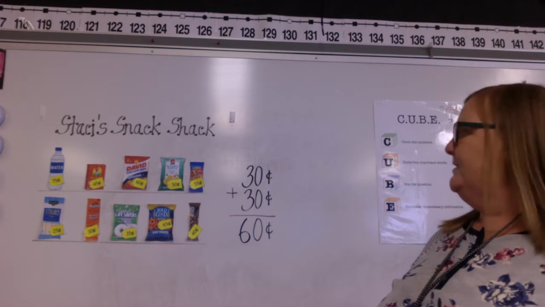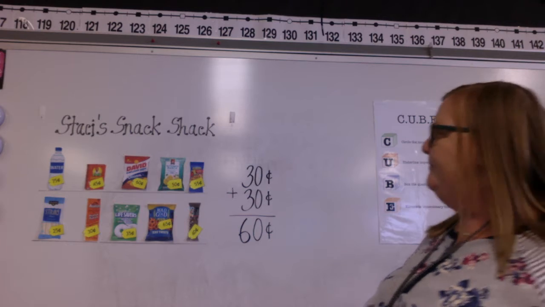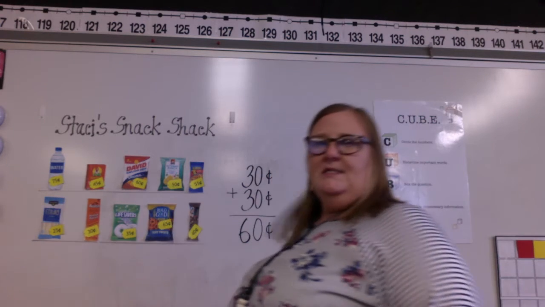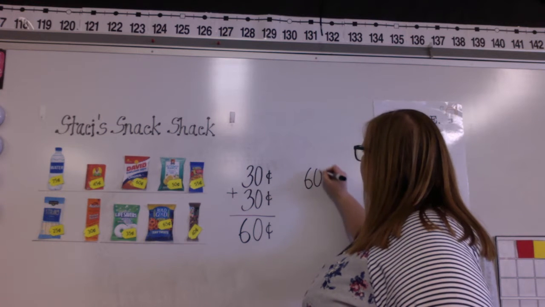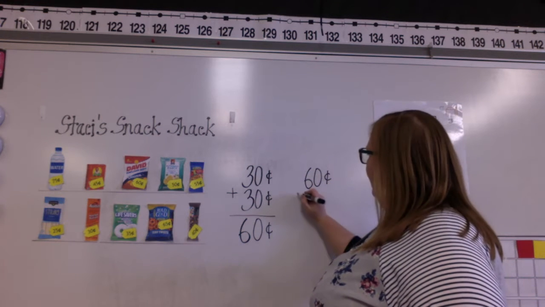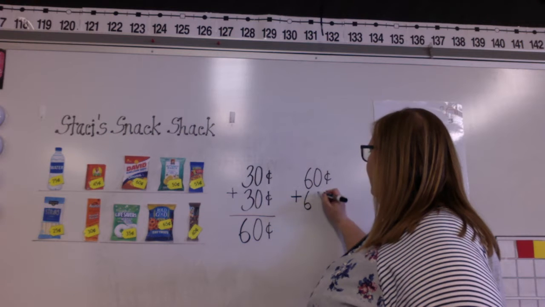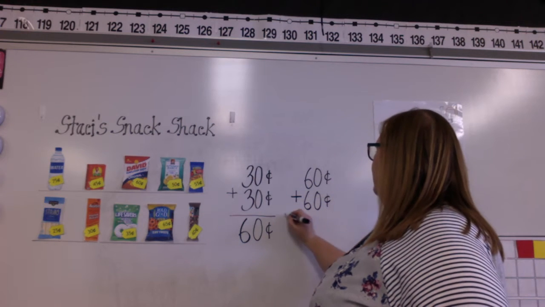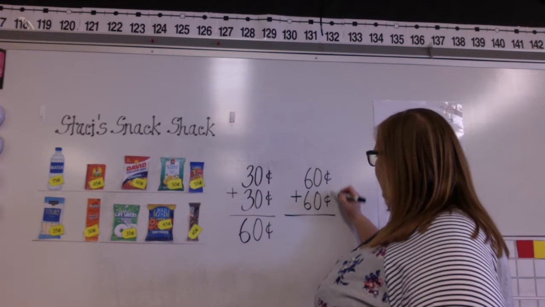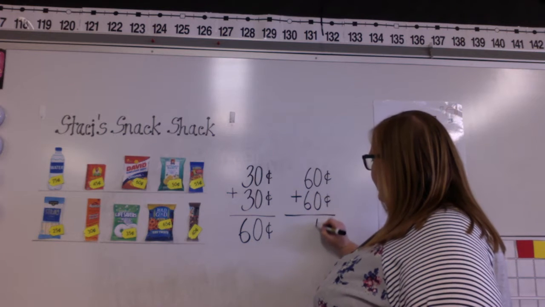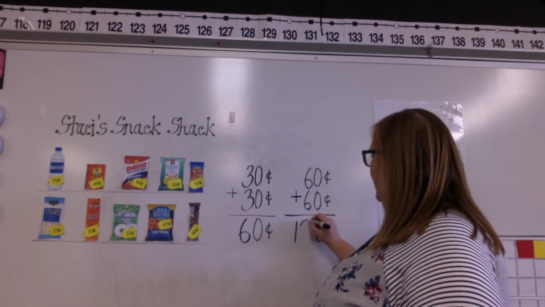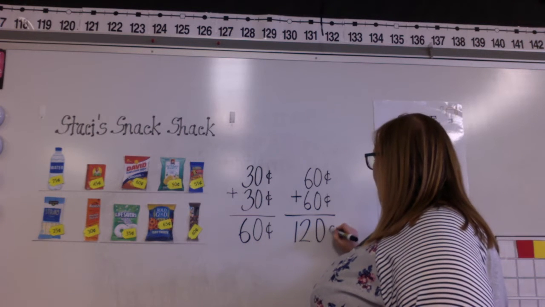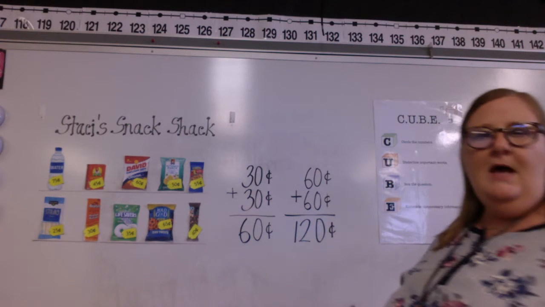Now we also bought a package of sunflower seeds. So if I look again, sunflower seeds are 60 cents. So I'm going to take my 60 cents that I already spent on crackers, and I'm going to add it to the 60 cents for the sunflower seeds. So 0 plus 0 is 0. 6 plus 6 is 12. And I bring my cent sign down.